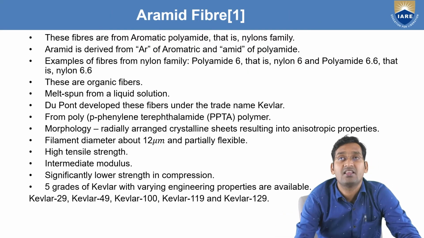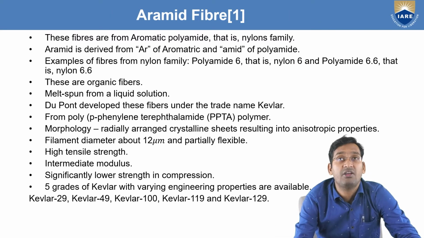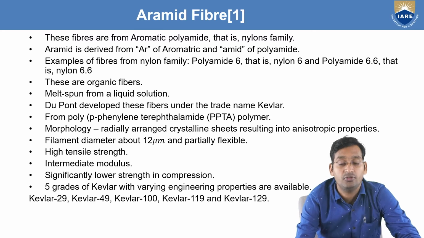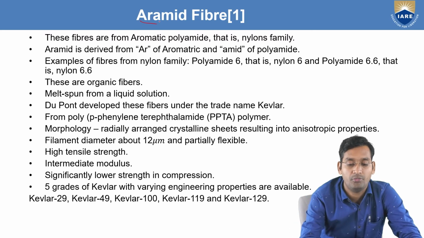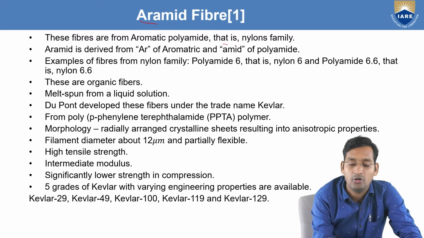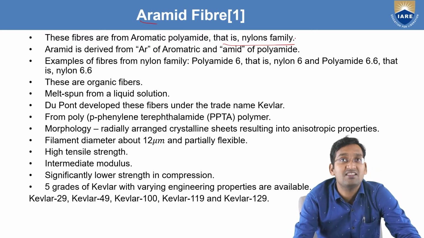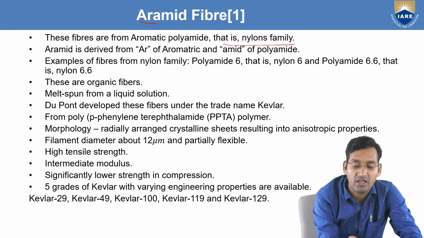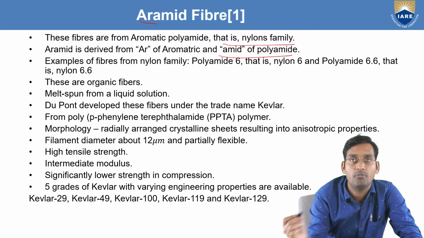Now next one is aramid fiber. These fibers are made from aromatic polyamide, which is from the nylon family. Aramid is derived from AR, that is aromatic, and amide, so aromatic and amide of polyamide.